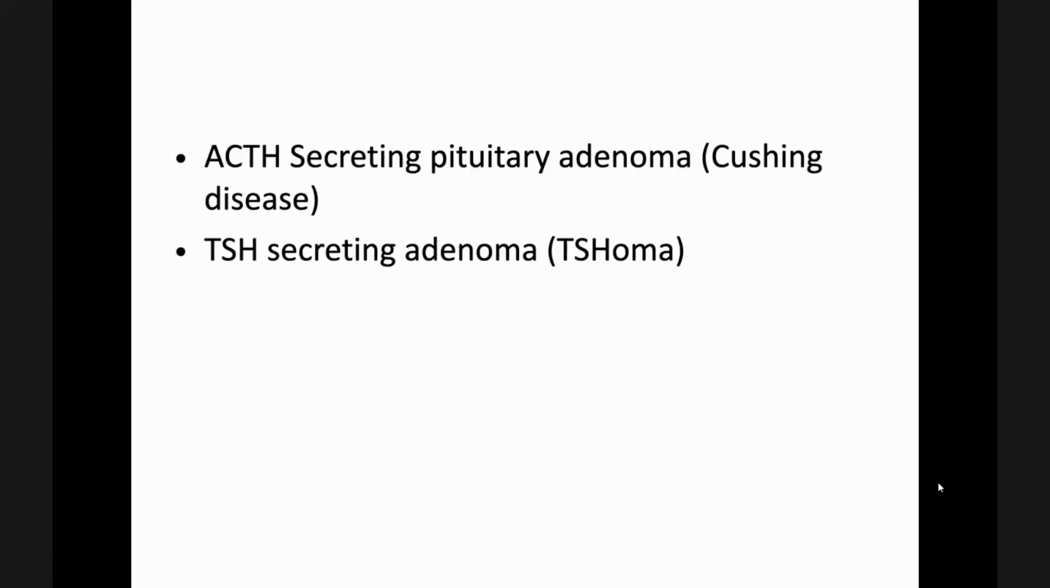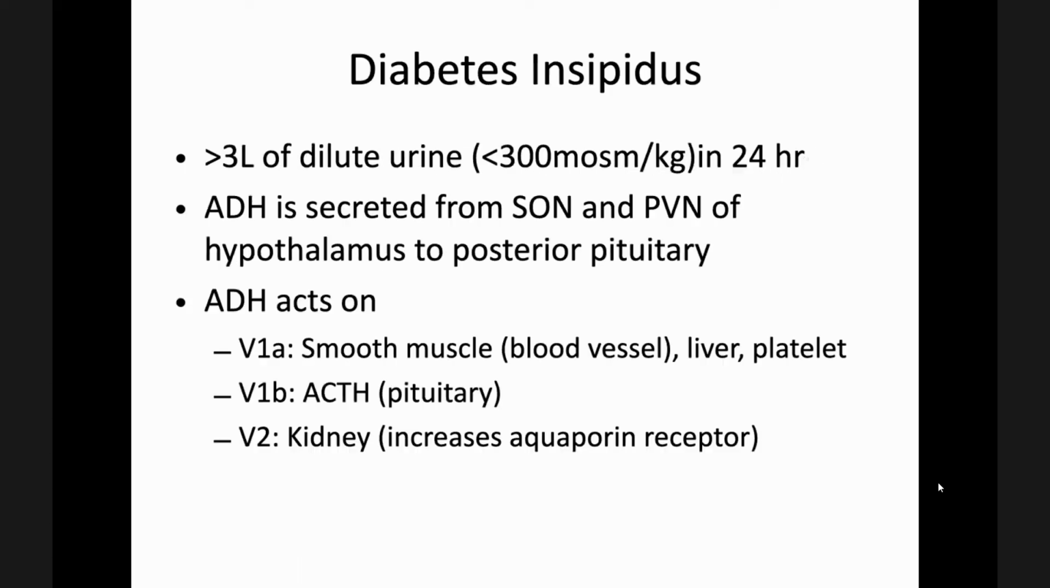There are other tumors like ACTH secreting pituitary adenoma that we call Cushing disease, not Cushing syndrome here. We will talk about Cushing disease in the chapter of adrenals. And then TSH secreting adenoma, or TSHoma. This is a rare variety. In TSH secreting adenoma, TSH will be high, and FT3 and FT4 will be high too. So all the parameters will be high.